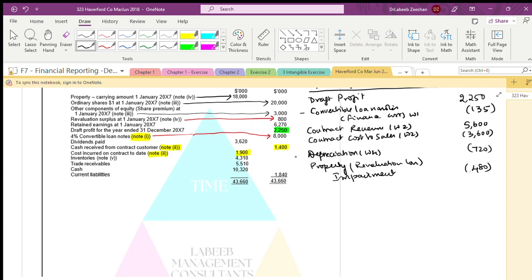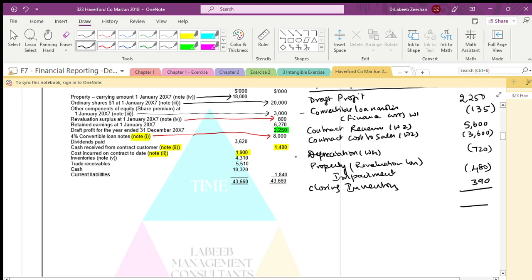Next, we have the closing inventory. We have added closing inventory, so profit will increase by 390. How much will you get? 2250 minus 135 plus 5600 minus 3600 minus 720 minus 480 plus 390 comes to 3305. Now, the second one is the statement of changes in equity.